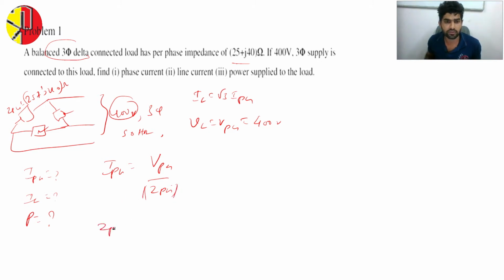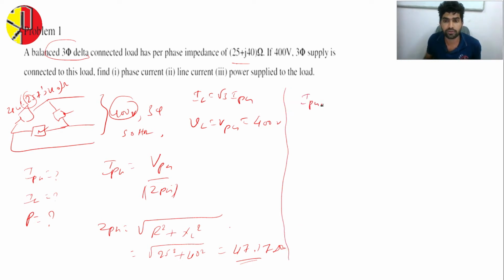Z phase is equal to root of R square plus XL square. R is 25, right? So 25 square plus 40 square, you will get 47.17 ohm. Just use a calculator, okay? Next, we need to calculate I phase. I phase is equal to V phase by Z phase. V phase is 400 divided by 47.17. We will get 8.48.